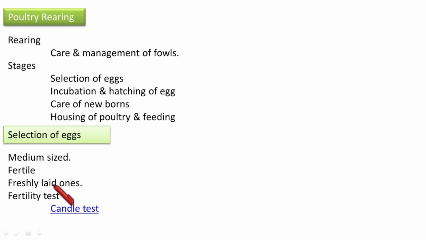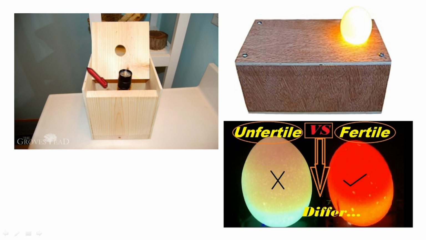It will not hatch. So let's see what is the test to understand whether the egg is a fertile one or not. That test is the candle test. Candle test means it is an arrangement. There will be one box, and inside the box there is one light source and a lid, and that lid will have a hole in its middle portion.